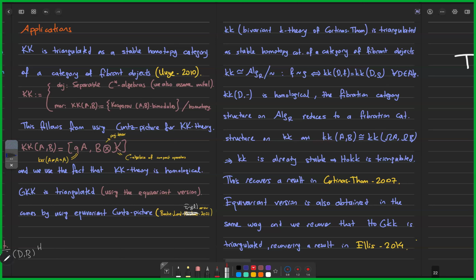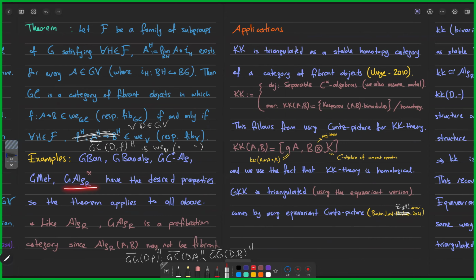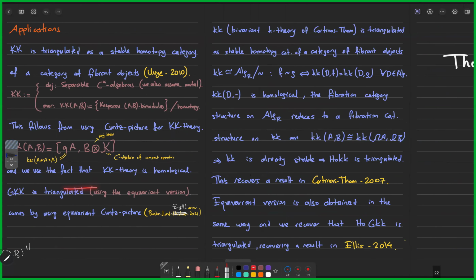The equivariant version is due to Johnny Ellis, in a 2014 paper, and it can also be recovered by using the prefibration category structure described here on G-algebras, in the same way. So GKK is a triangulated category obtained as a small stable homotopy category of fibrant objects.